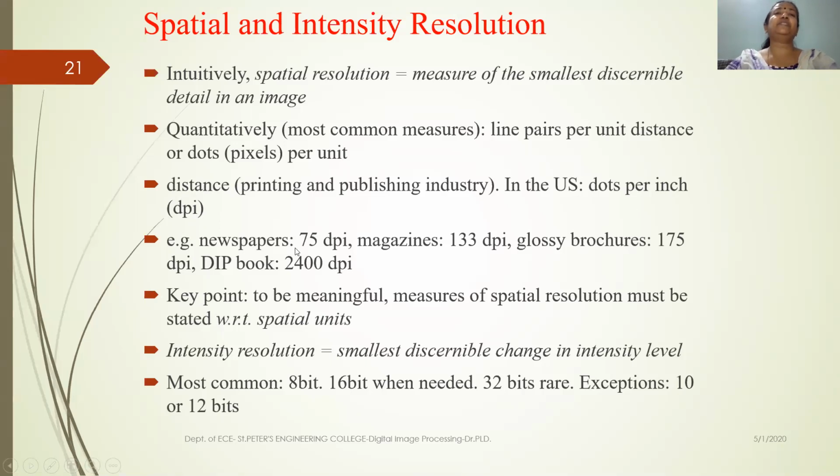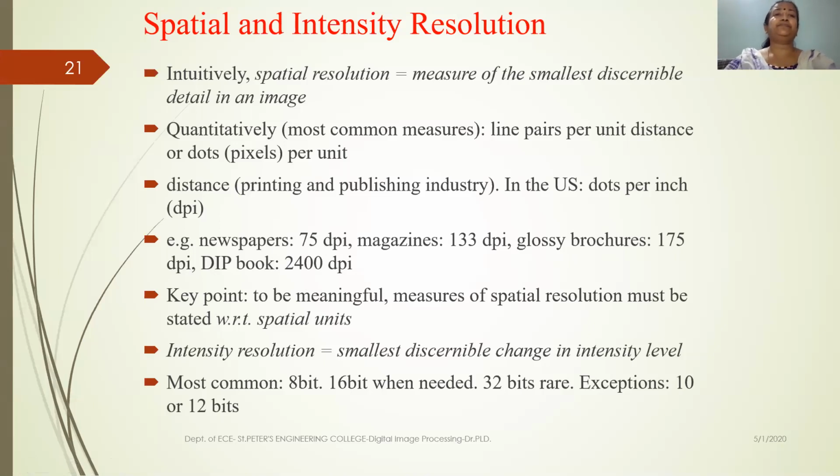In case of newspapers, 75 dots per inch they can use for printing. For magazines, 133 dots per inch. For glossy brochures, 175 dots per inch. For digital image processing books, 2400 dots per inch. That's the reason quality of the images appears in this Gunjal's textbook. It's very clear as compared to any other textbook images.